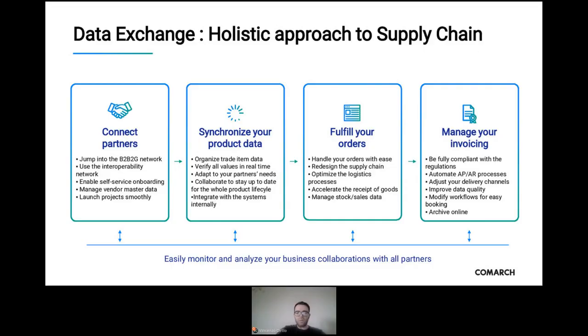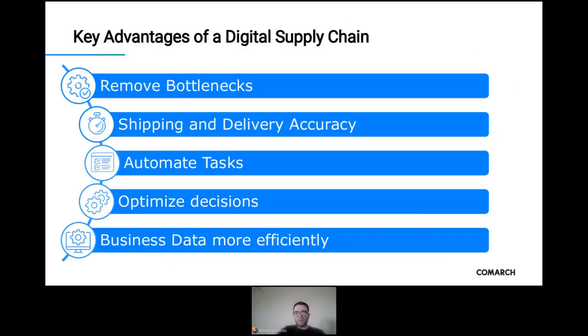But now let's have a look at the main advantages of a digital supply chain. So why are companies deciding to digitalize their processes, and what are the main advantages that they are receiving from digital applications and tools.